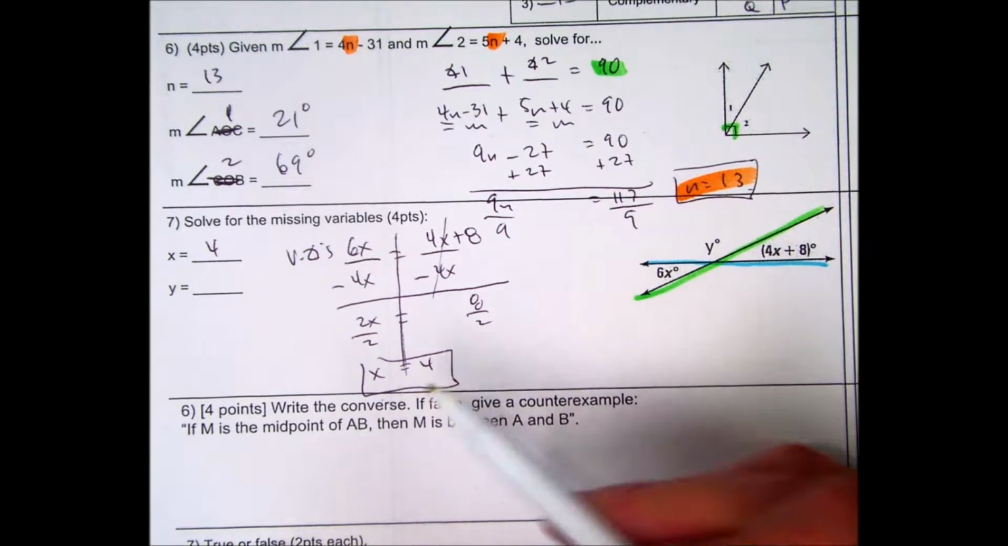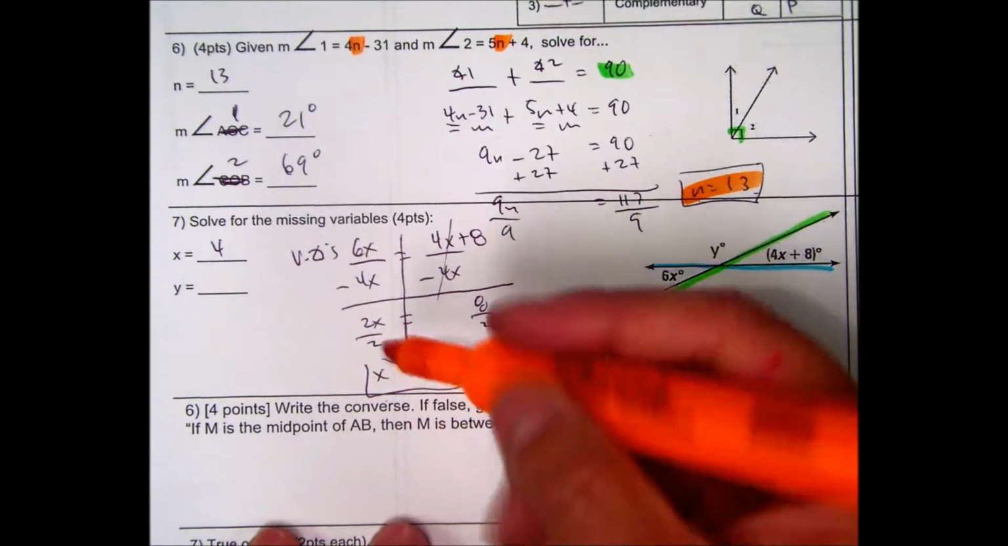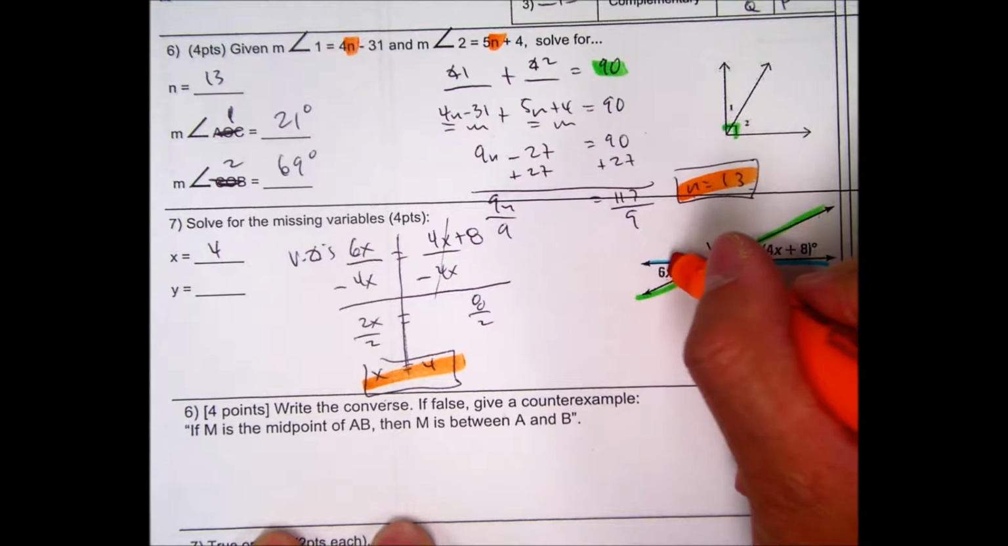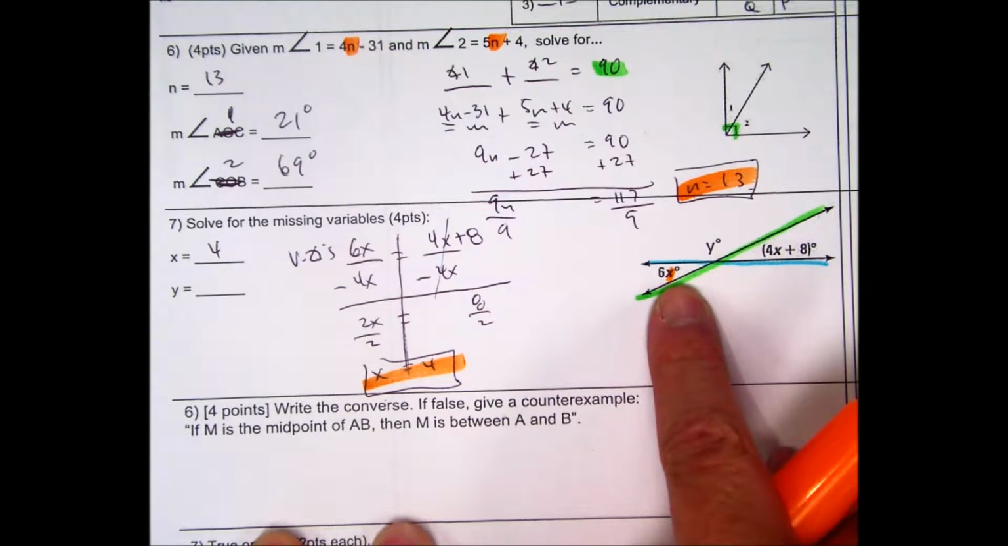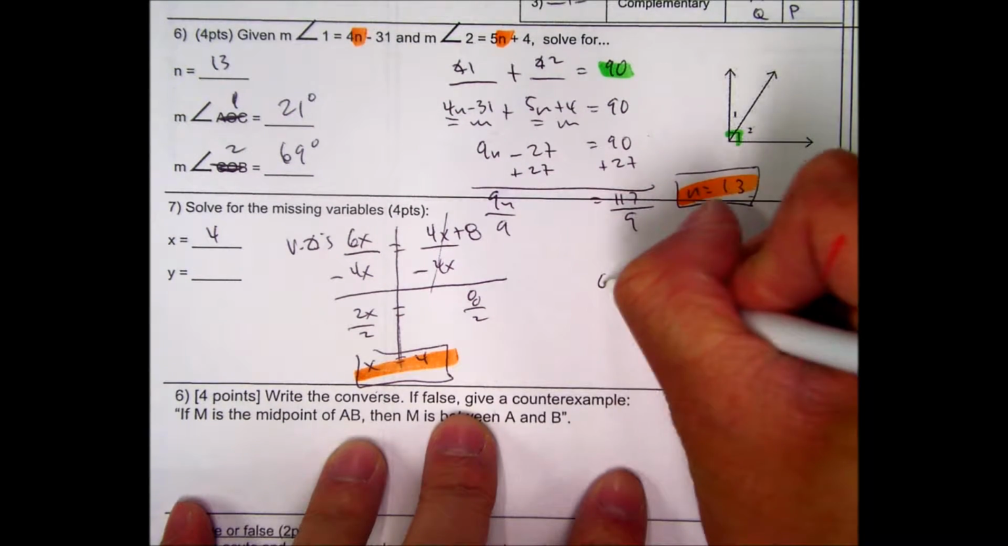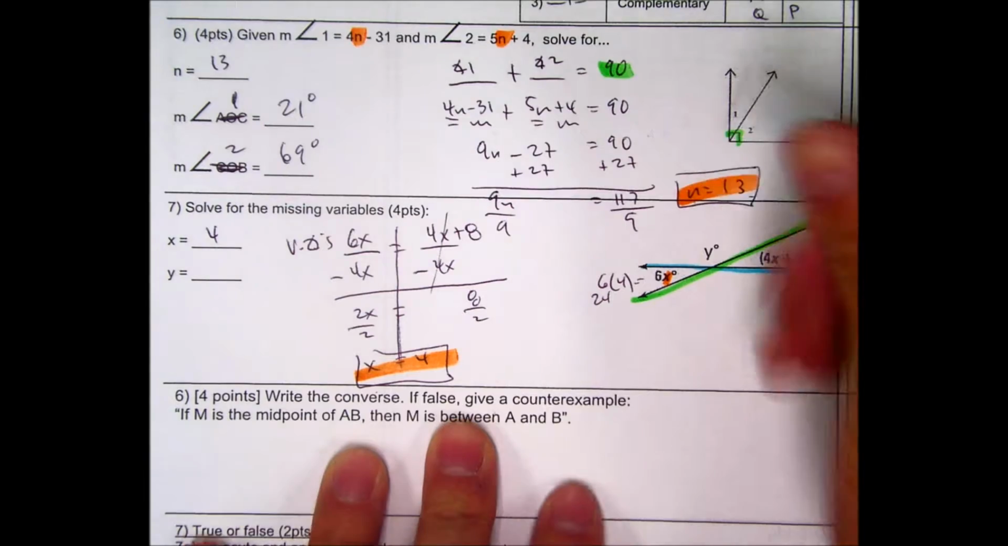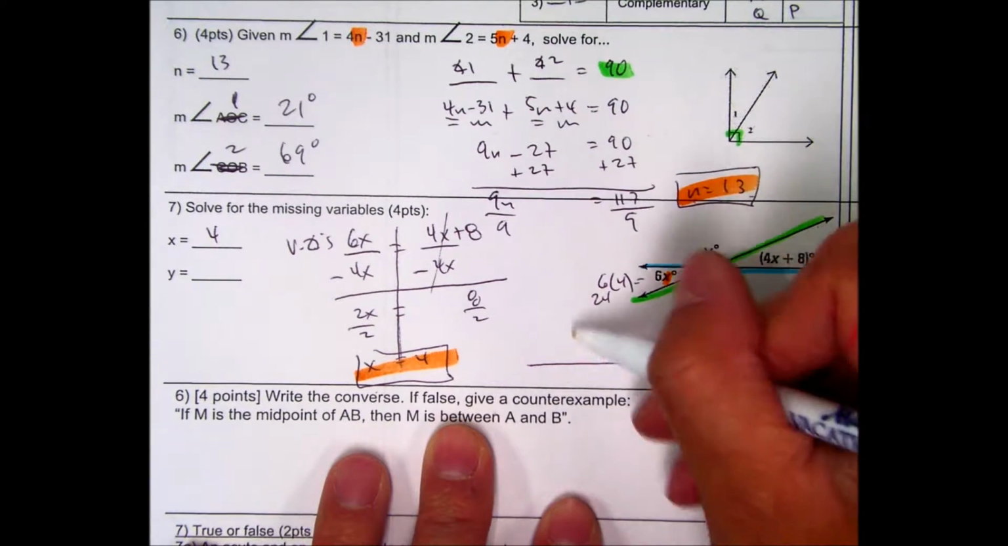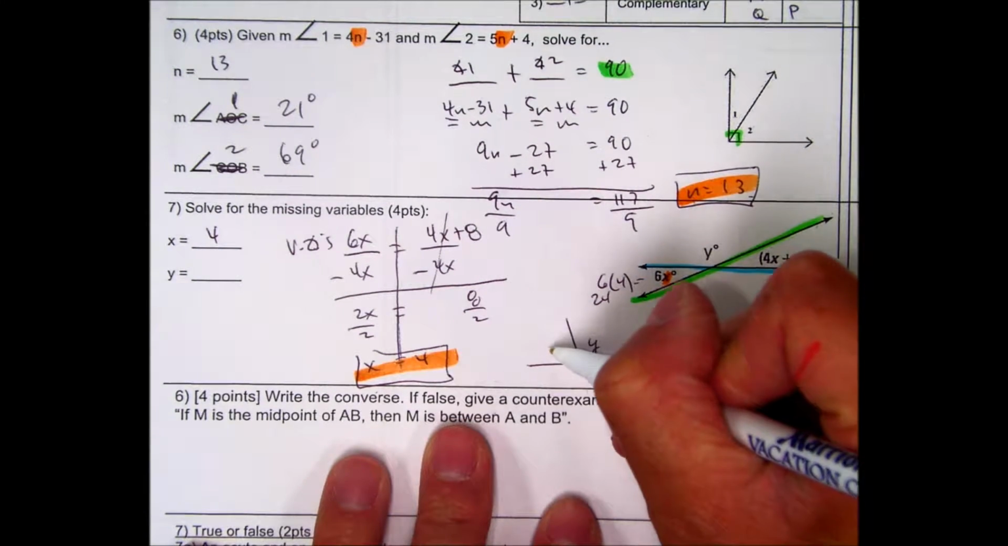Now, if I put 4 back into the picture, I'll do this one because this is smaller. It's less work than this one. 6 times 4 will give us 24. So if you think of it, my picture is y, and this one is 24.